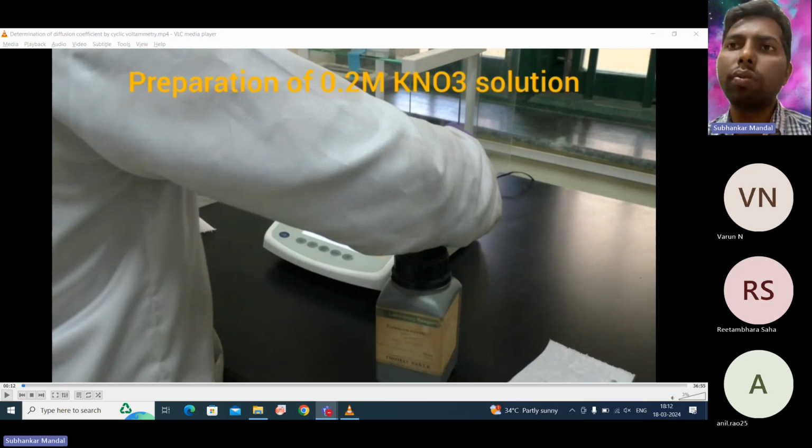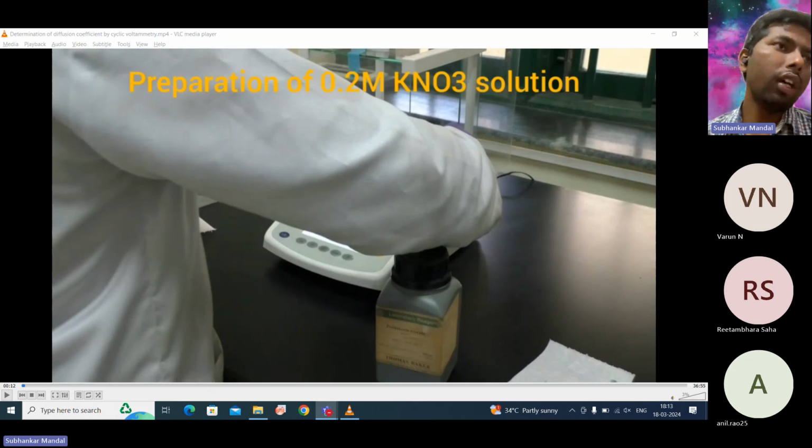The other thing is the diffusion coefficient. As I have mentioned, the current value in a voltammogram depends on three types of current: one is diffusion current, another is migration current, and the other is convection current. In cyclic voltammetry we are basically measuring the diffusion current, because we use a supporting electrolyte which can minimize the migration current, and we keep the cell in static condition, so we minimize the convection current.